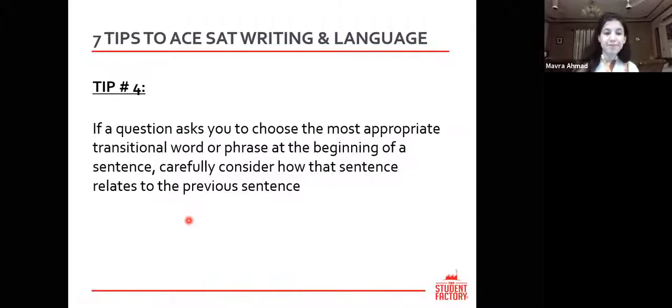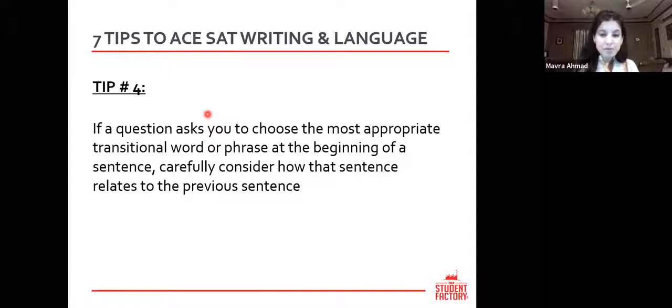Next tip. Tip number 4. If a question asks you to choose the most appropriate transitional word or phrase at the beginning of a sentence, carefully consider how that sentence relates to the previous sentence. We are already aware of what transitional words are. We just discussed them a while ago and we looked at some examples of transitional words and phrases.